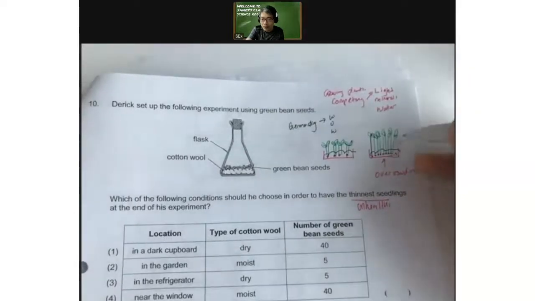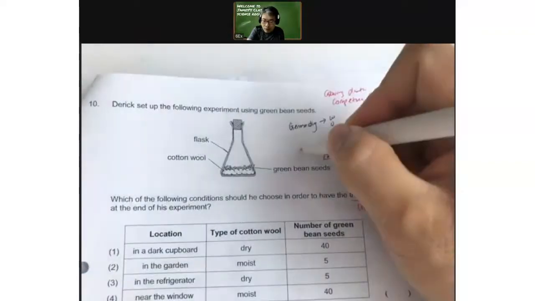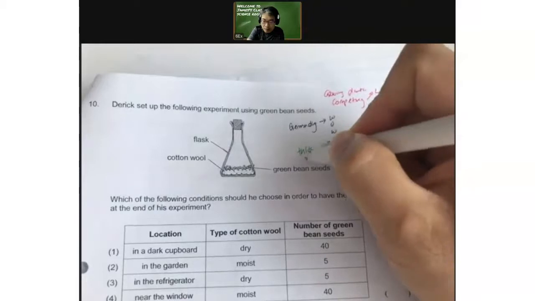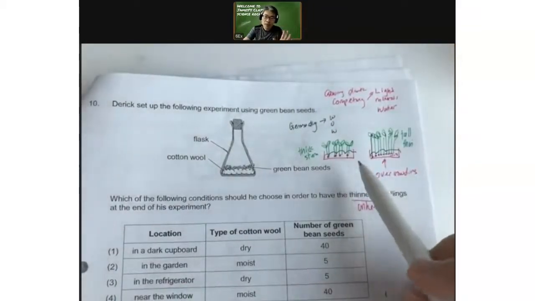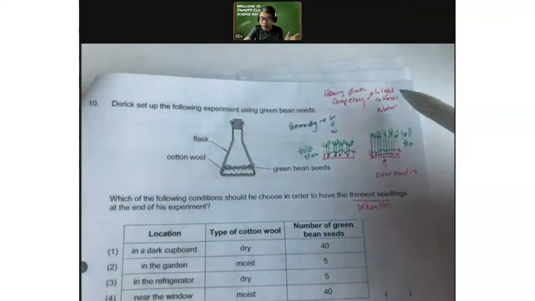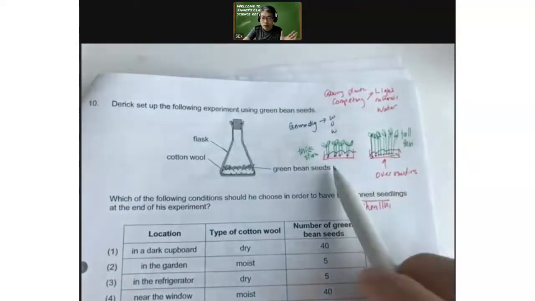So typically when you see tall and thin seedlings, it's unhealthy. It's a sign of overcrowding. But when you see thicker stems, this is a sign that they have time to grow properly. They don't need to compete for light, mineral, and water. That's why they look healthier.